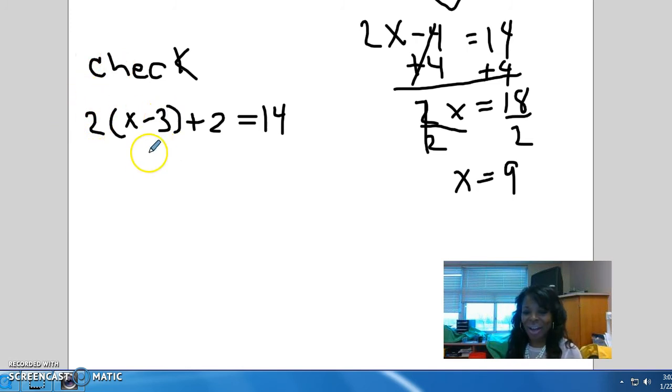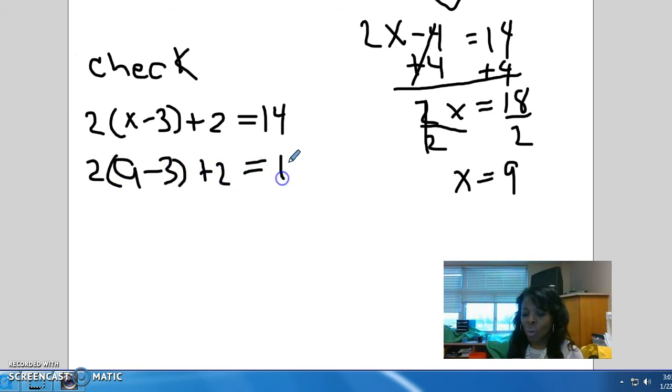Okay. All right. So what is x? X is 9. So let's substitute it in. 2 times, and let's plug in the 9 for x. 9 minus 3 plus 2. All right. Does it equal 14? Well, I could distribute the 2. 2 times 9, 2 times negative 3. I don't recommend you do that because if you make a mistake in that process, you're going to think you got the wrong answer and you may not have actually gotten the wrong answer.